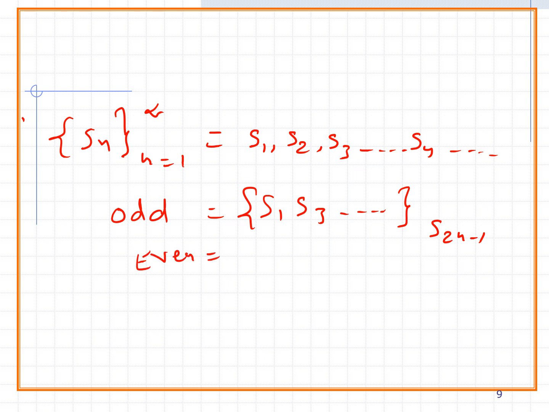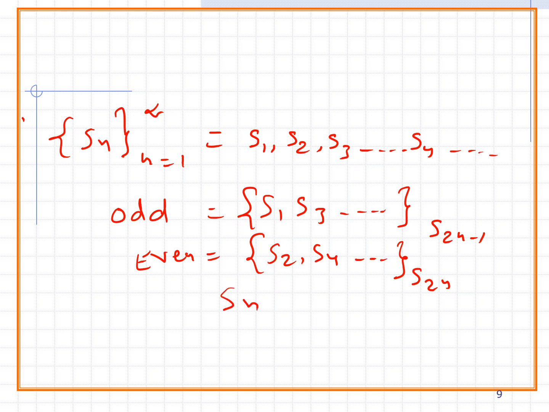At the same time, the even subsequence: you take only the even-indexed terms, which can be denoted as S2n. So these are the subsequences. You can also take a prime subset. So this type of subsequence exists for the main sequence.